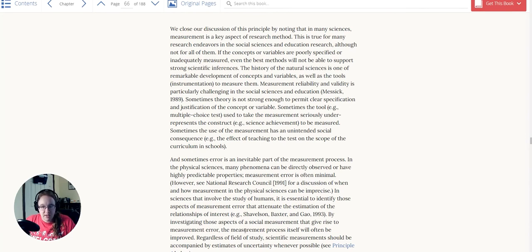By investigating those aspects of social measurement that give rise to measurement error, the measurement process itself will often be improved. Regardless of the field of study, scientific measurements should be accompanied by estimates of uncertainty wherever possible. Principle 4. We'll get into Principle 4 in the next video, but this is all very important, actually, right here, and I wish they had given a little bit more time to it.